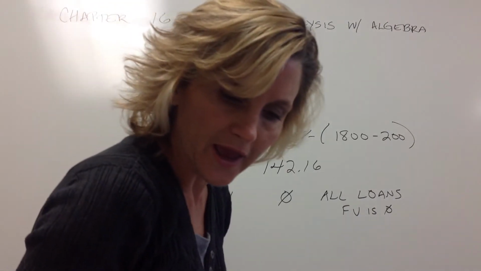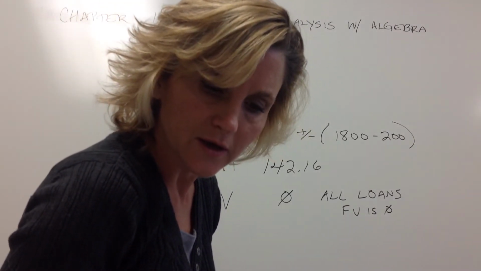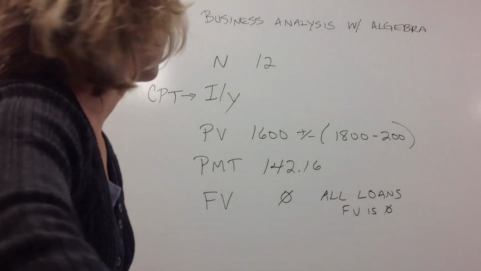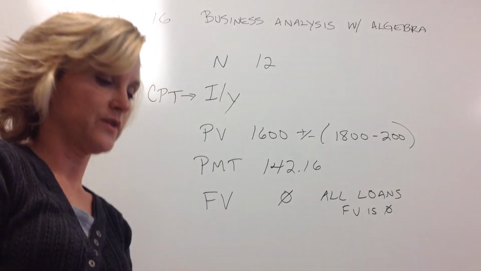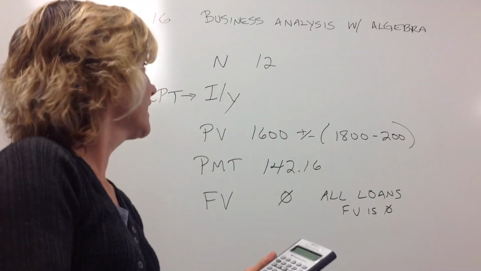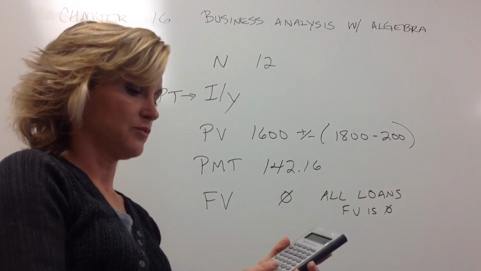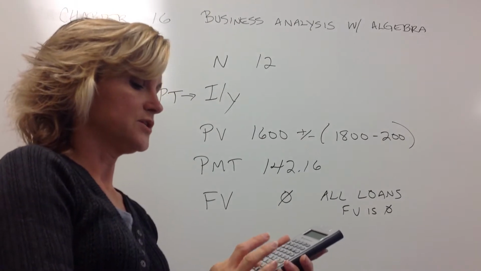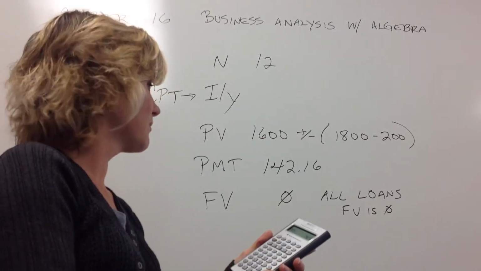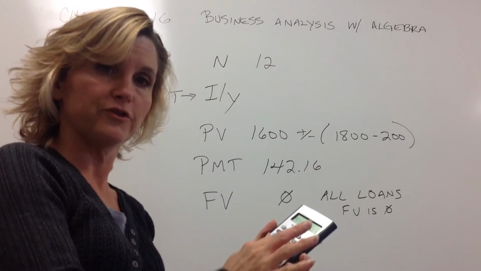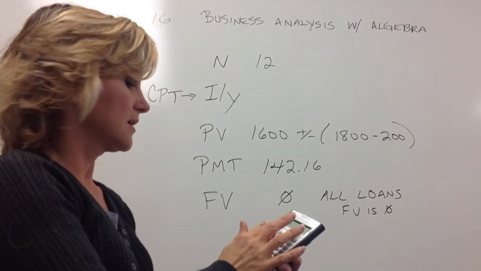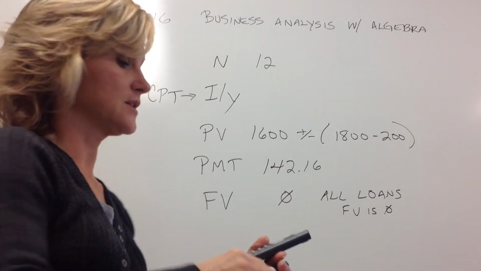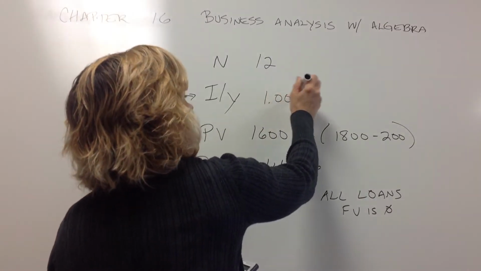And then our N is going to be the 12 months. So we'll put those into our financial calculator. So we've got 12 as our N, 1,600, push the plus or minus button, then push your present value button. 142.16 is my PMT, or my payment. 0 future value, and then come back and compute the IY. So that gives me 1, basically. It's 1.002, but don't stop there.